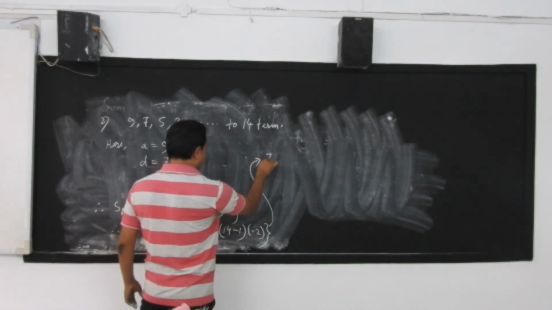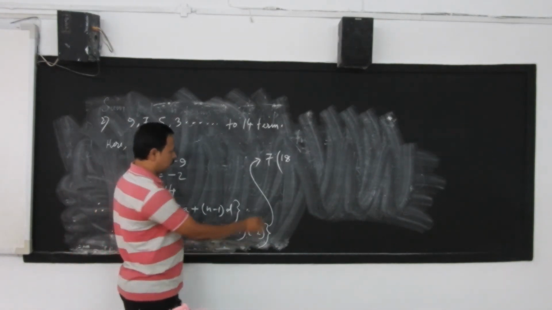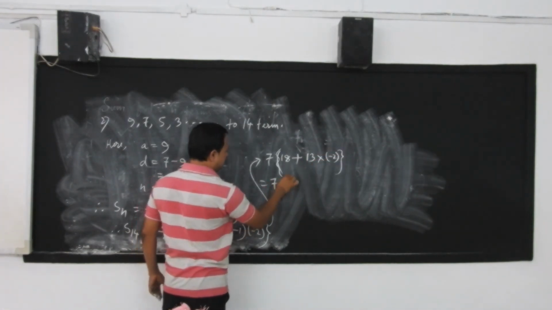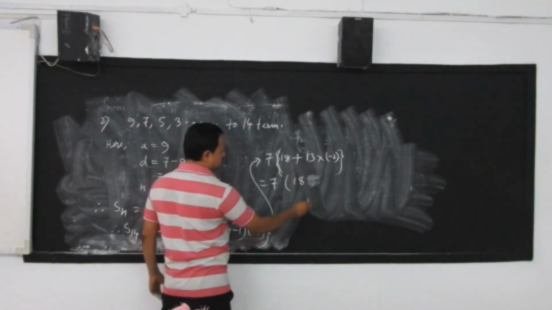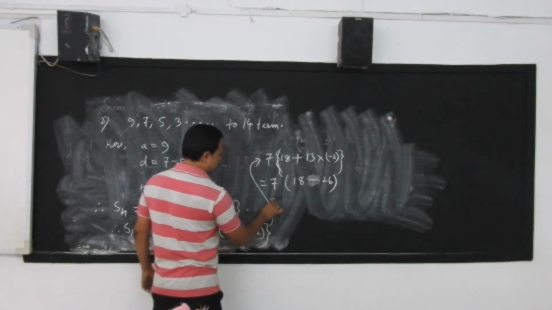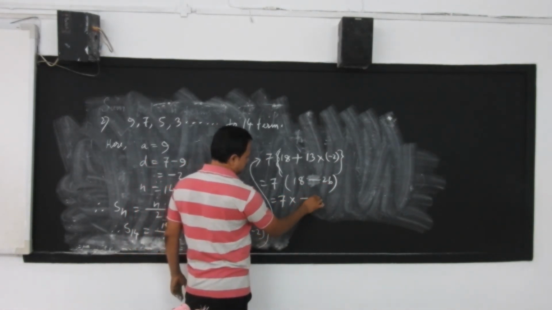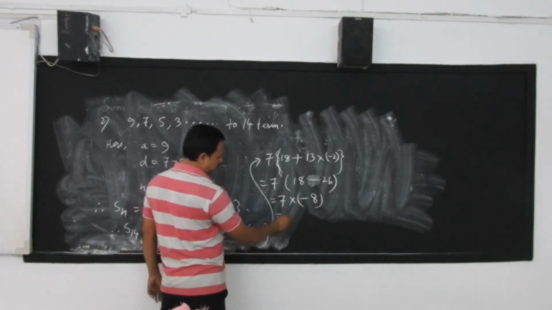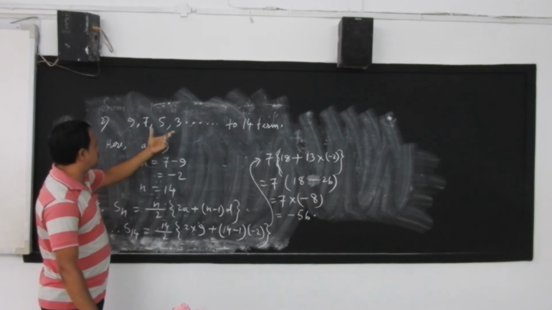So 14 by 2 is 7, 2 nines are 18, plus 14 minus 1 is 13 into minus 2. So 7 into 18, plus into minus, it will be minus, 13 twos are 26. So 7 into 26 minus 18 is minus 8. So 8 sevens are 56, minus 56. This is the sum of 14 terms of this AP.